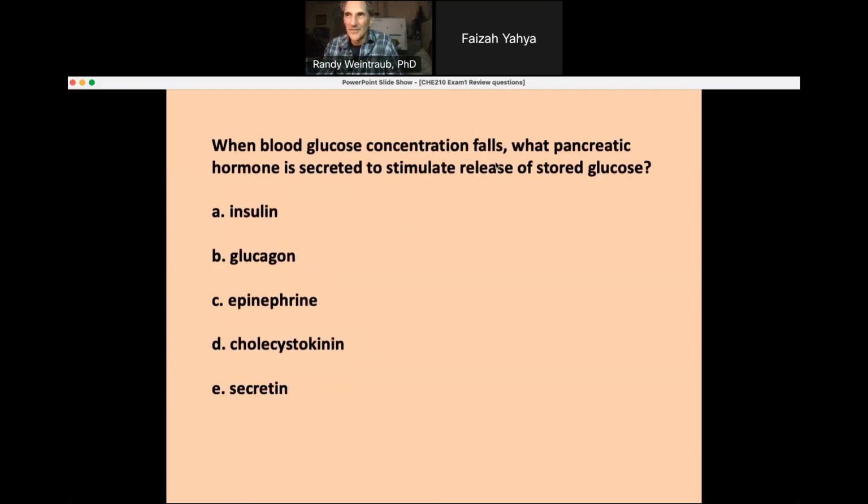But glucose falls, what pancreatic hormone is secreted to stimulate the release of glucose? Okay, so glucose falls, and we want to release more glucose, usually from the liver, or from muscle, and it's stored as glycogen. It's glucagon.